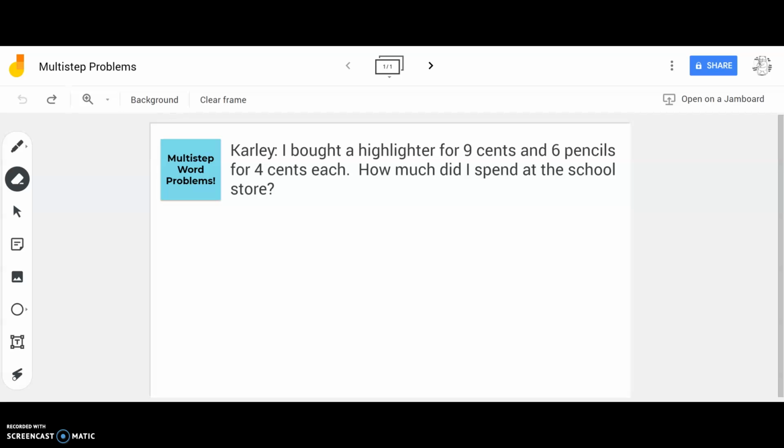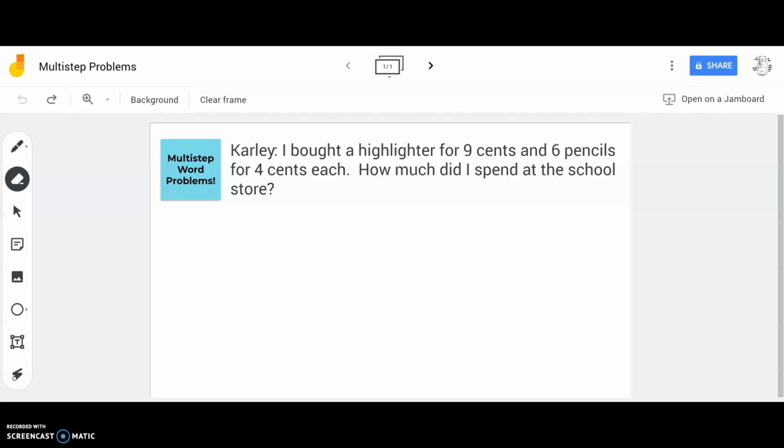Multi-step word problems, oh how I love thee. Multi-step word problems are a place that we really need to think about those videos that we watched at the beginning of the year. That struggle is good. Struggle is a good thing. When we have to reread something and try different ways, that's good. Our brain is growing. Drawing a picture helps us in math.